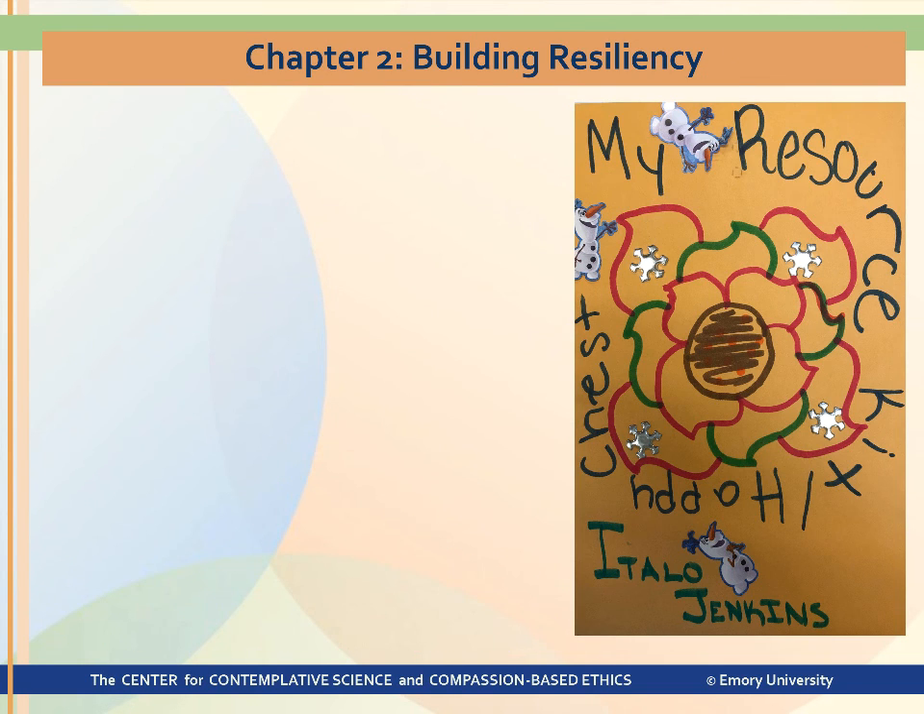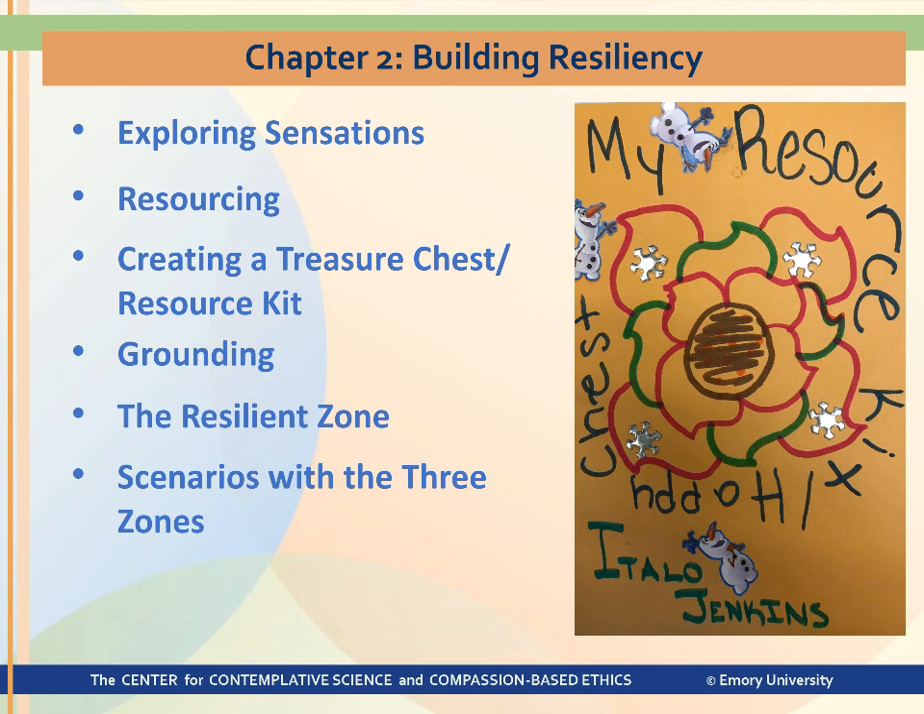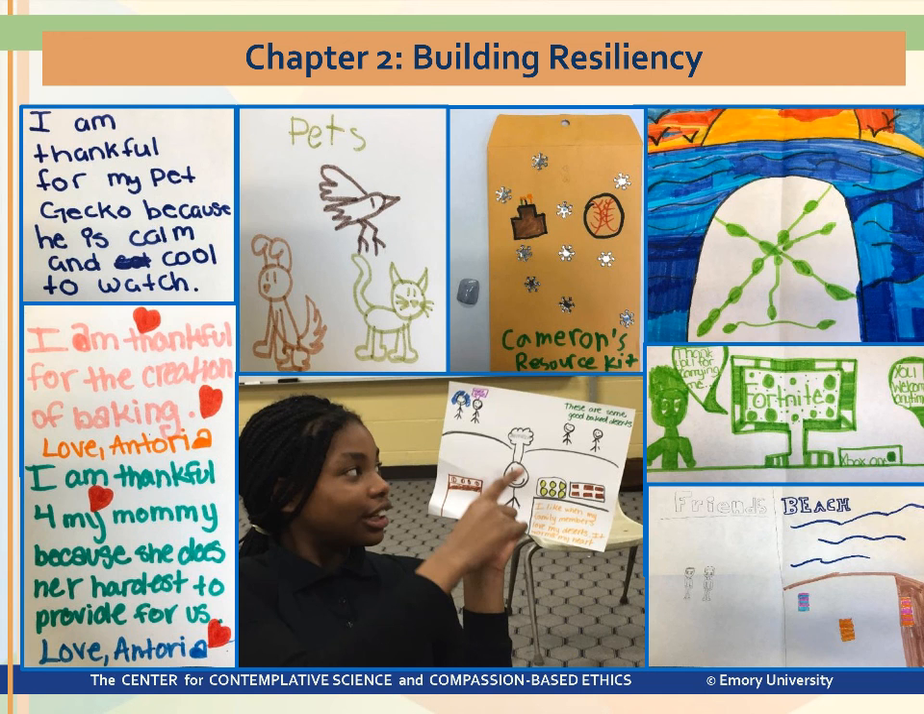Chapter 2 focuses on building resiliency by teaching students about their own nervous systems and the way their bodies experience stress and well-being. By learning about sensations and how to track sensations in the body, students learn about the state of their nervous systems. They also learn skills like resourcing and grounding as ways of bringing about greater regulation and calmness in their bodies.